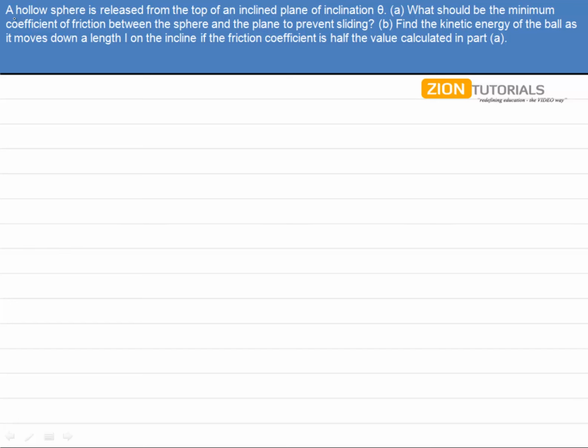As the question says, a hollow sphere is released from the top of an inclined plane of inclination theta. A: What should be the minimum coefficient of friction between the sphere and the plane to prevent sliding? B: Find the kinetic energy of the ball as it moves down a length L on the incline if the friction coefficient is half the value calculated in part A.